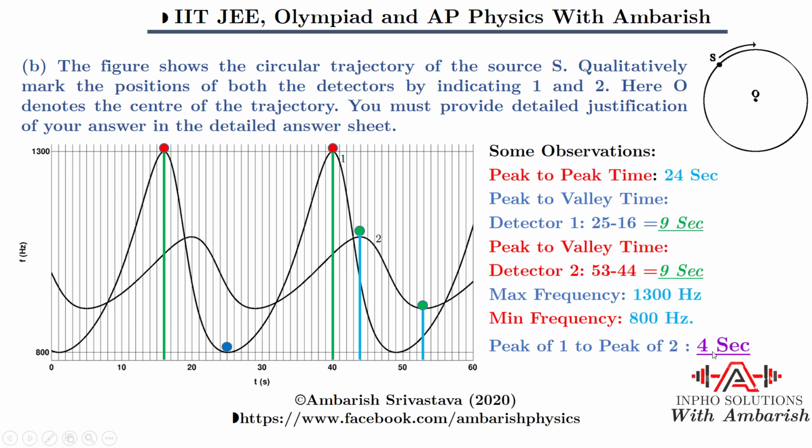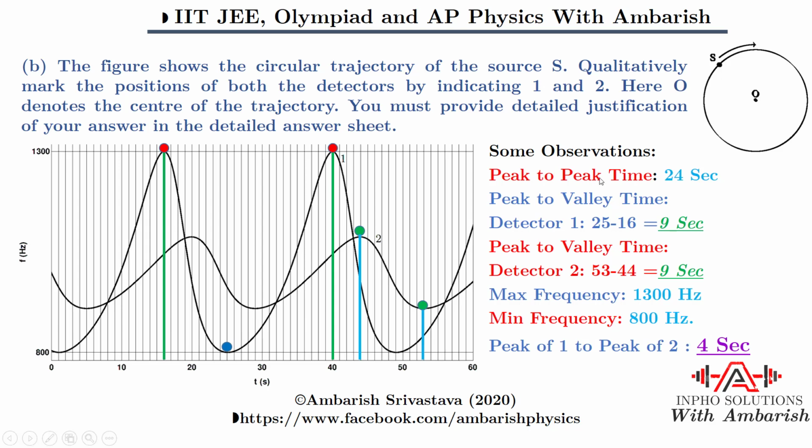So let's review all this data. Peak to peak time, that's the time period of revolution, 24 seconds. Peak to valley time for both the detectors individually is 9 seconds. Maximum frequency is 1300 Hz, minimum frequency 800 Hz, and peak of detector 1 to peak of detector 2, that is maxima to maxima for different detectors, the time difference is 4 seconds. Alright, so keeping that information in mind, let's go ahead and see how we can solve this by analysis.